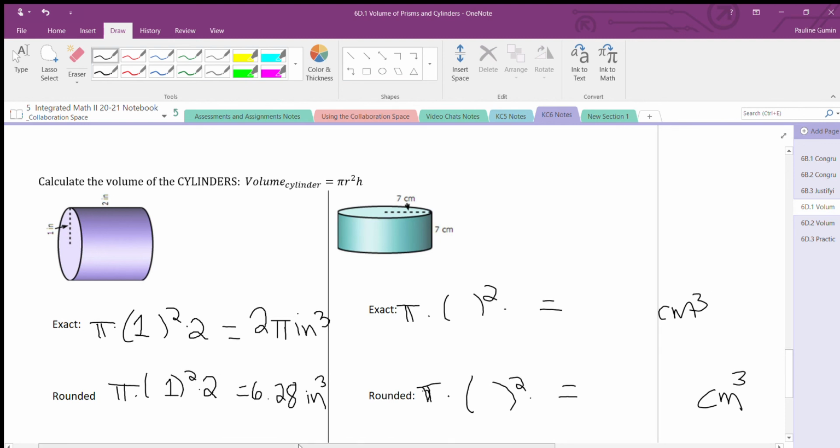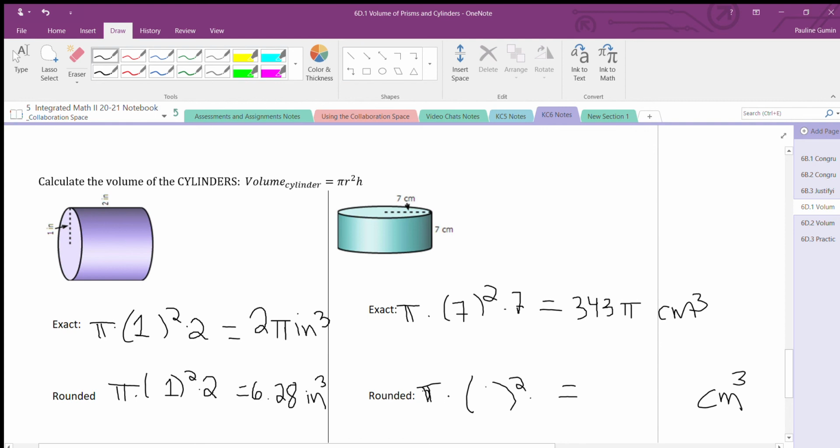Same thing for this green one. Practice entering this into your calculator. Okay, so we have pi times 7 squared times 7. 7 squared is 49. 49 times 7 is 343. And then the pi tags along.